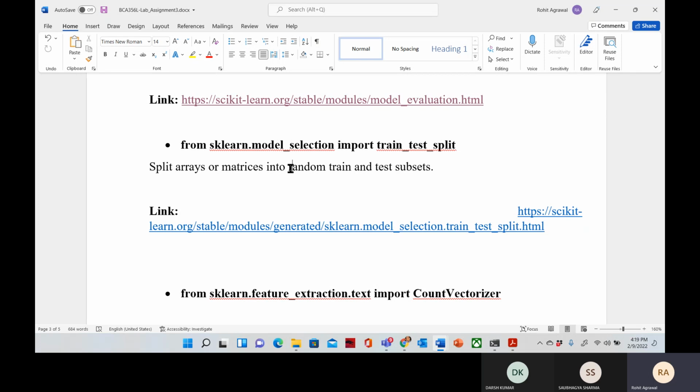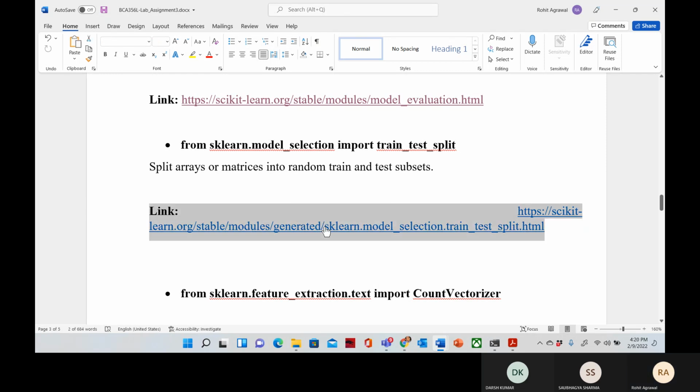Because in the training data you have all the data related to males, and in the testing data you have all the data related to females. Am I right? Yes, sir. So it is good practice to split your data into training and testing parts randomly instead of taking it in a bunch. Okay. Again, you can see the documentation here. Learning a single library itself will take you a large amount of time.